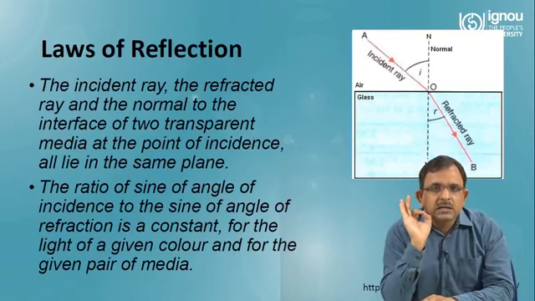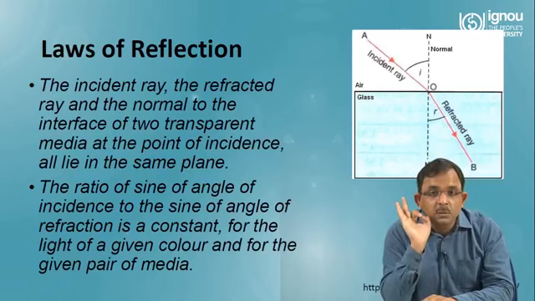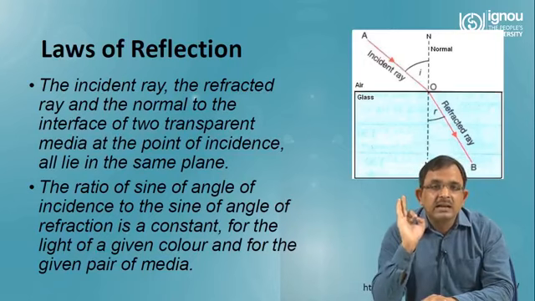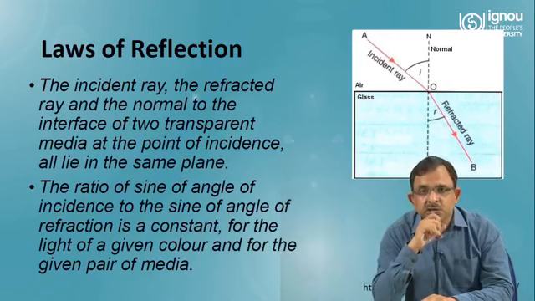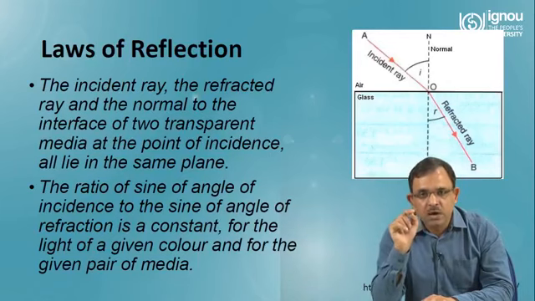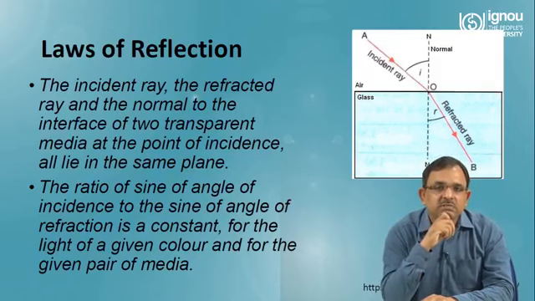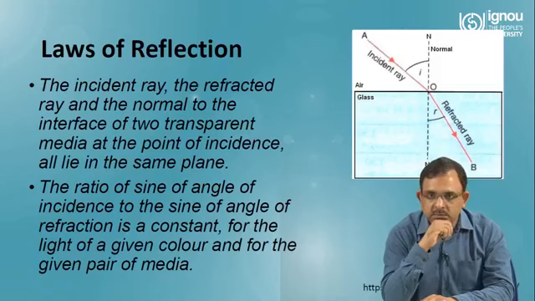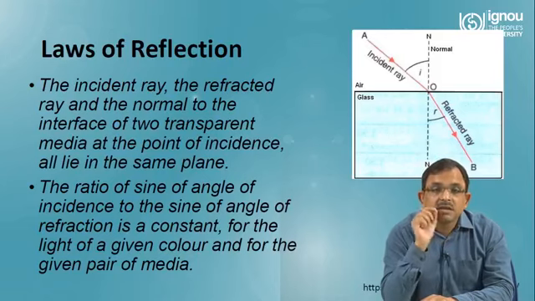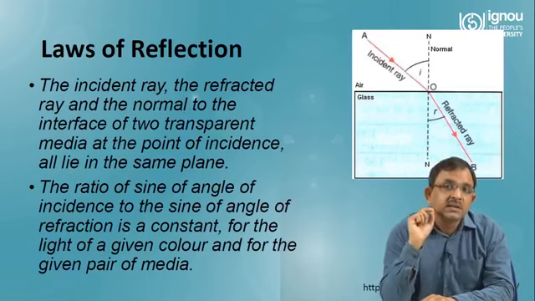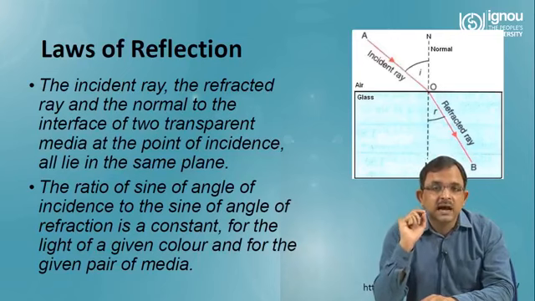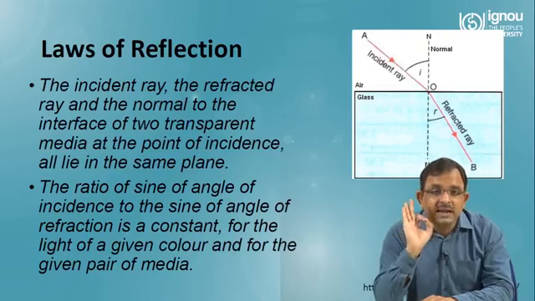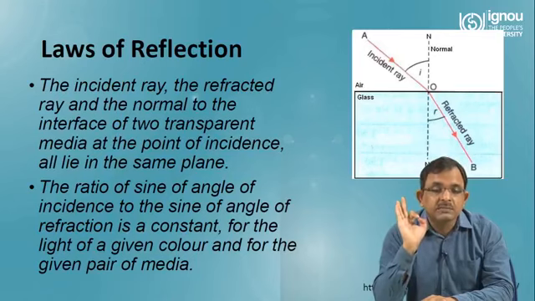The incident ray, the refracted ray, and the normal to the interface of two transparent media at the point of incidence all lie in the same plane. As you can see in the picture, the normal NO, the incident ray AO, and the refracted ray OB, which is in the glass, are lying in the same plane and at the same point. And the ratio of the sine of the angle of incidence and the sine of the angle of refraction is always constant. Sine i over sine r is a constant for light of a given color or for a given pair of media.